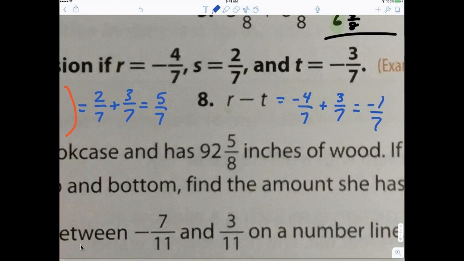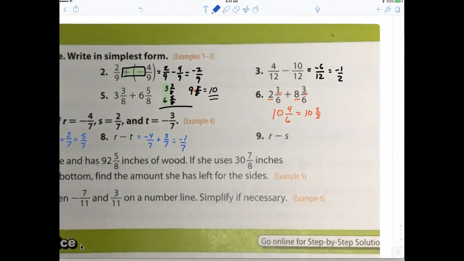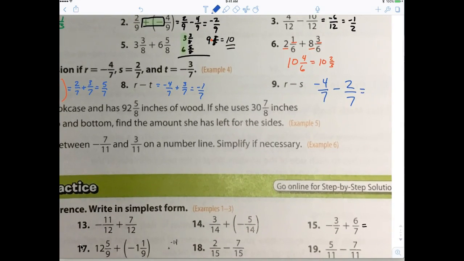All right. Now, what I want to do is number 9. So let's figure out what R is. R again is negative 4/7. And then minus, what's S? 2/7. So we don't have double negatives this time. So we're just looking at negative 4/7 and negative 2/7, which is negative 6/7. Now take a look at that. Make sure you're good.